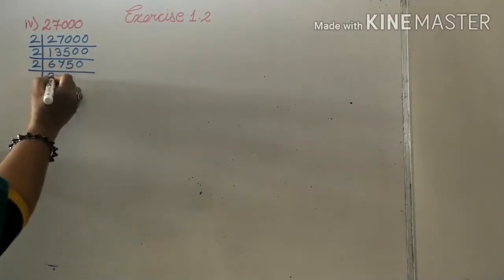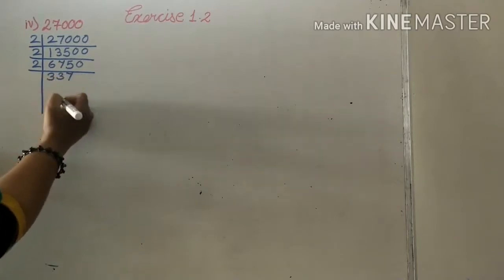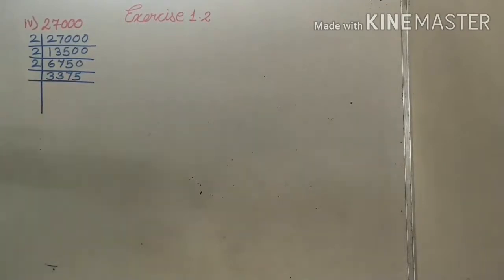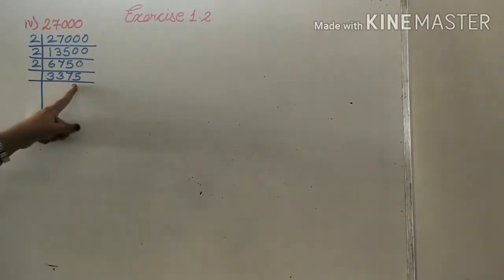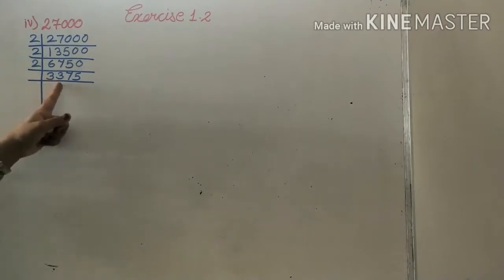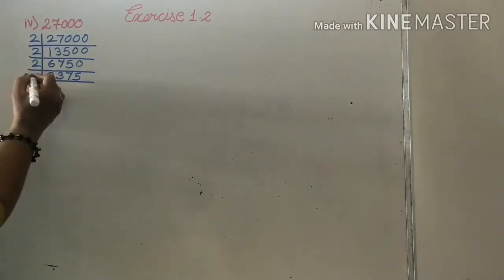Next, 2 3s are 6. 2 7s are 14. 2 5s are 10. Now the last digit is 5, which means it is not divisible by 2. Next, we'll check the divisibility condition for 3. We'll add all these digits. 3 plus 3 is 6. 6 plus 7 is 13. 13 plus 5 is 18. 18 is divisible by 3. It means the given number is divisible by 3.